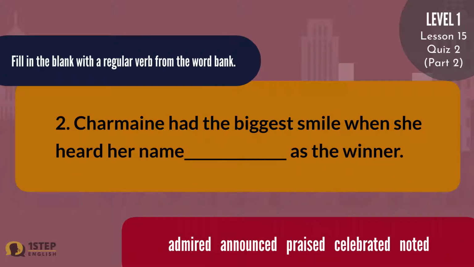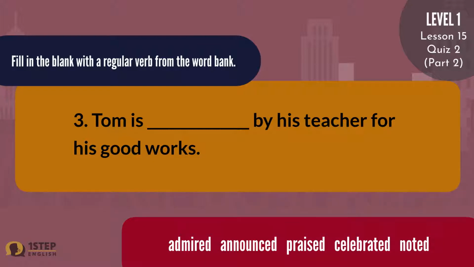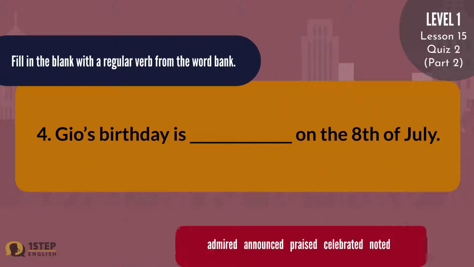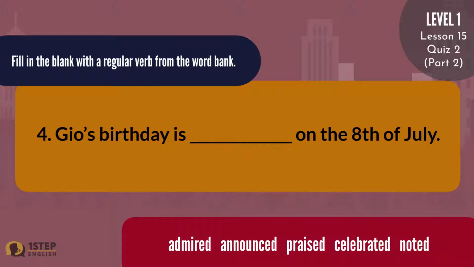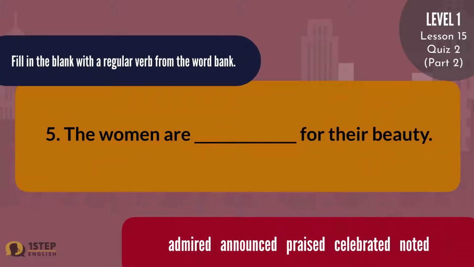Number 2. Charmaine had the biggest smile when she heard her name as the winner. Number 3. Tom is by his teacher for his good works. Number 4. Gio's birthday is on the 8th of July. Number 5. The women are for their beauty.